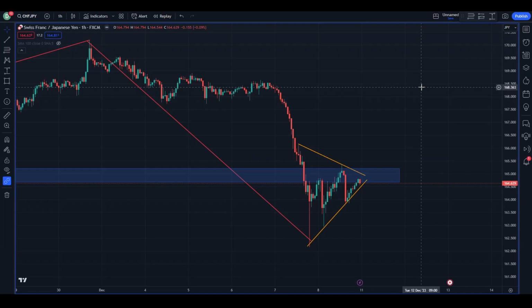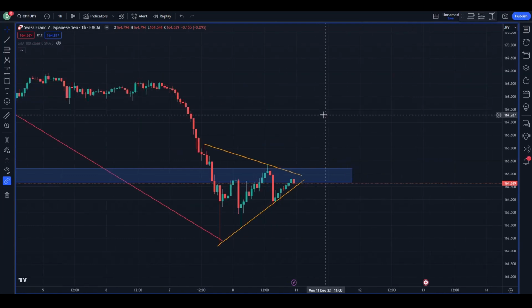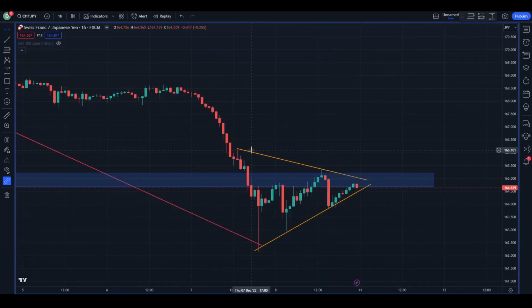For our final analysis, we're looking at a 1-hour chart for CHFJPY. The primary focus on this opportunity is that right over here the price has been forming a very obvious symmetrical triangle, and a breakout can happen very soon after the market opens tomorrow.